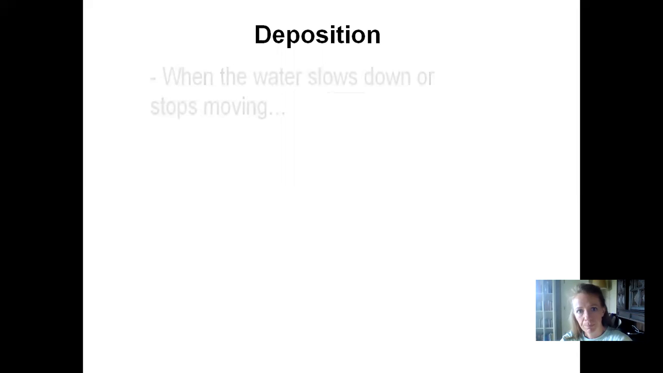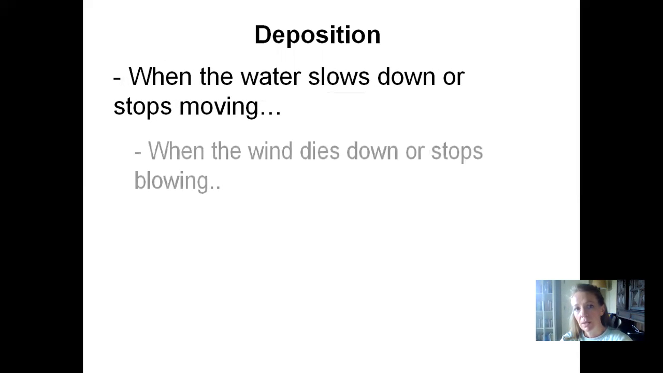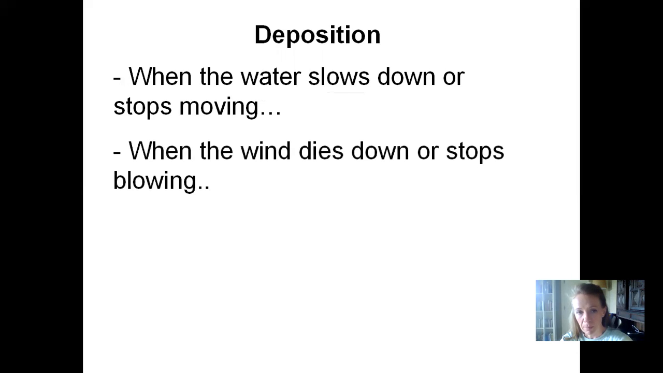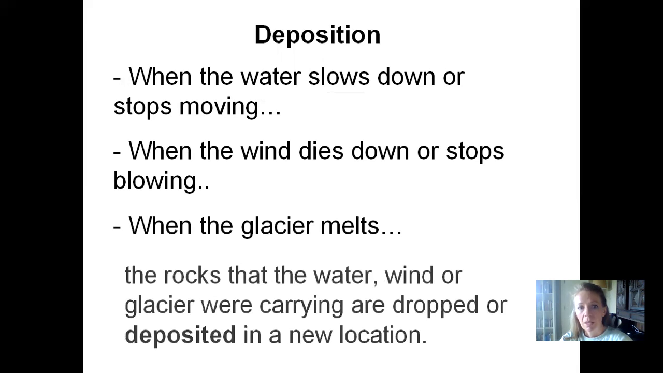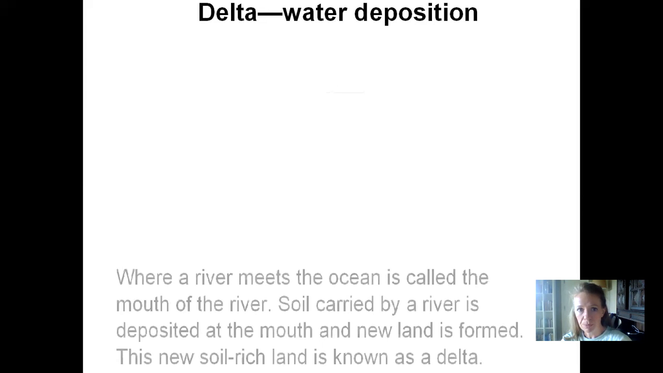Put it down. When the water slows down or stops moving, the wind dies down or stops blowing, or when the glacier melts, the rock that the water, the wind, or the glacier were carrying is deposited or dropped in a new location. A delta is an example of water deposition.